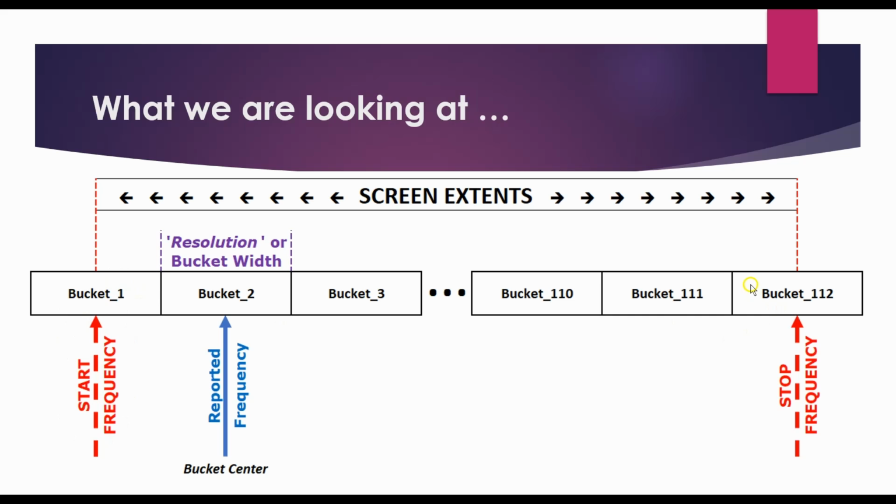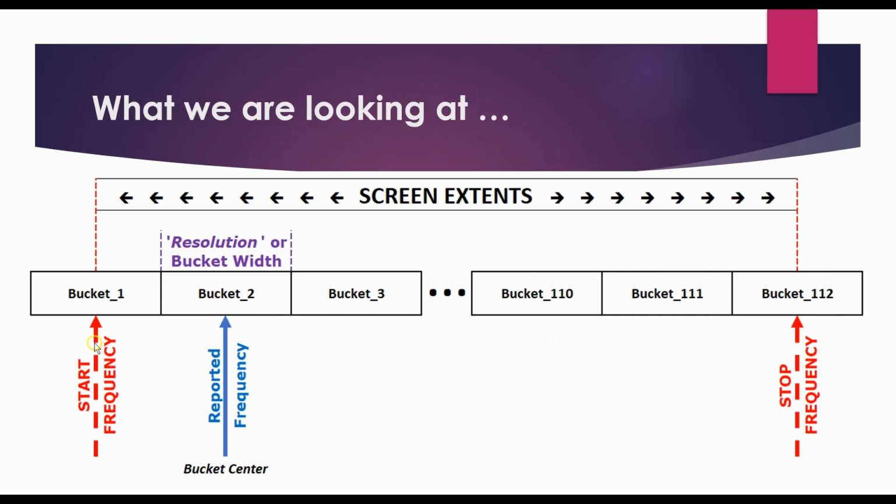Same thing with the stop bucket of 112. It straddles the stop frequency. So the center of the bucket is the stop frequency, and anything that is in here gets reported as the stop frequency. The other half of the bucket is off the screen. The other 110 buckets are between these two across the entire screen.